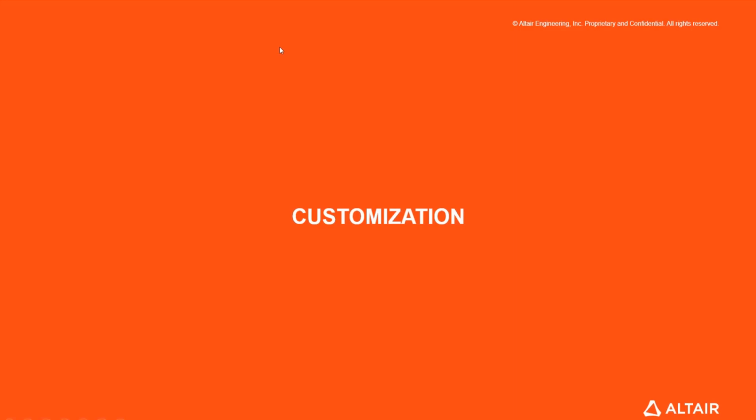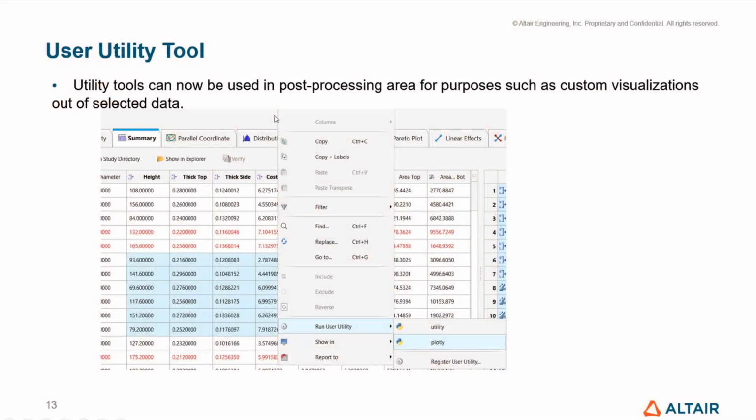The other area where we introduce enhancements is customization. In customization, we have 2 areas where the development efforts are. One is the user utility tool. With the user utility tool, we extend the use of external or user utility tools to be used on selected data in the post-processing area. Basically, I can go to the summary table and pick the data, and then with the run user utility option with a registered external function, I can do, for example, an external post-processing.